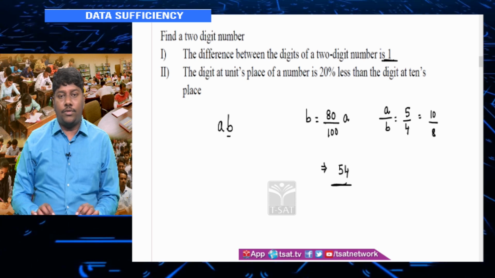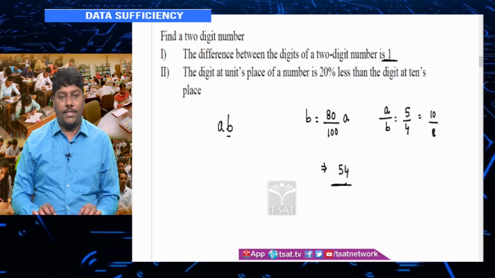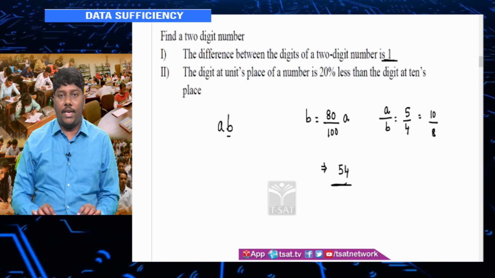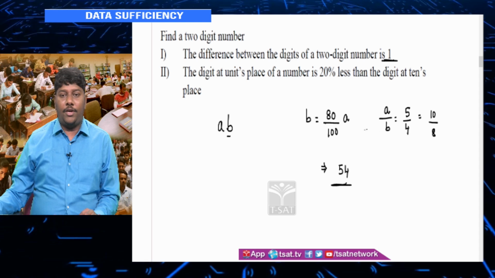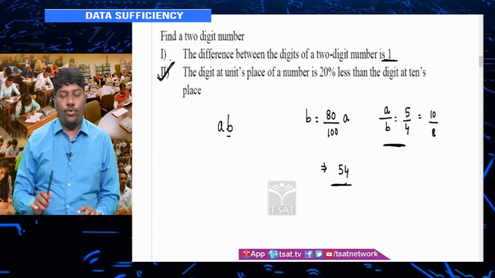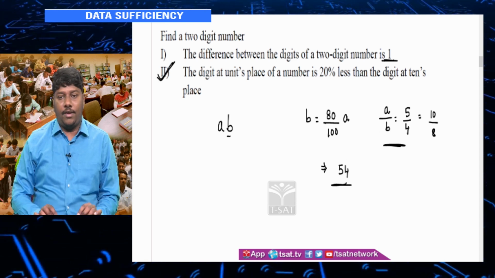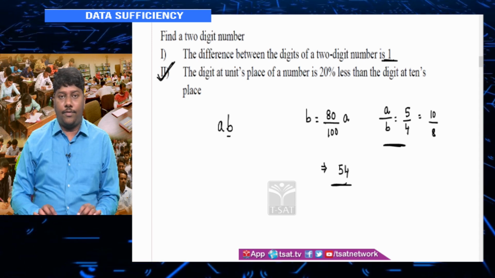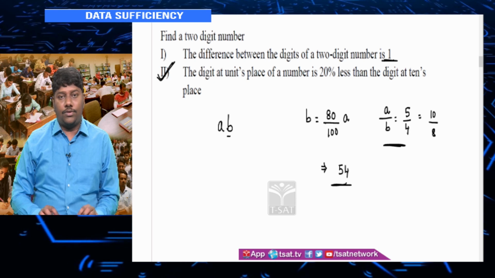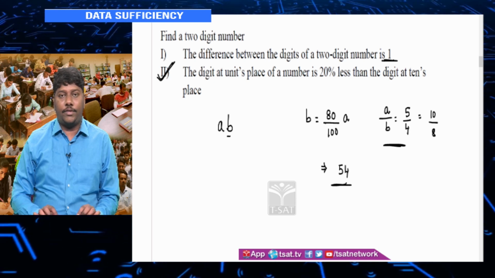So, a 2-digit number whose ones place and tens place are in the ratio 4:5 is only 54. I don't need to know whether the difference is 1 or not, because from statement 2 I am directly getting a is to b as 5:4. The only 2-digit number whose digits are in the ratio 5:4 is 54. There is no other 2-digit number whose ratio is 5:4.